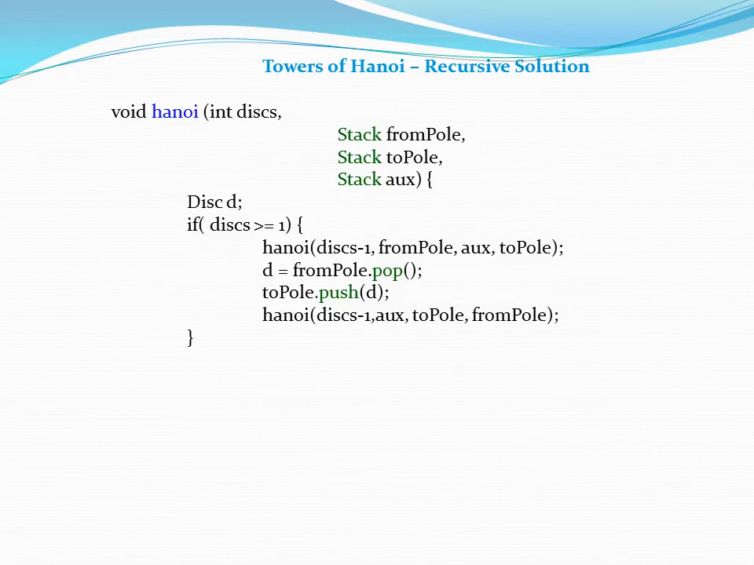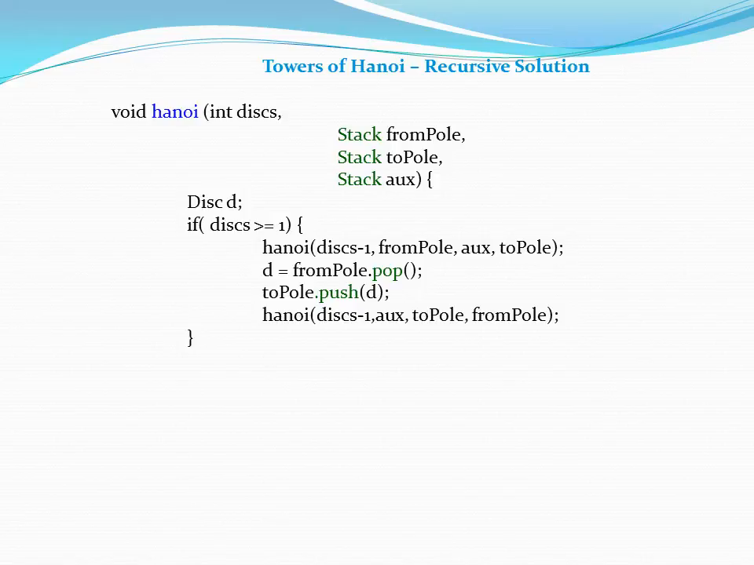Now you see in this algorithm, we have taken one function, the Hanoi function, which is a user-defined function. In this function we have taken the number of disks, and other variables: from pole, to pole, and auxiliary. From pole means the pole from which we need to transfer, to pole means the pole to which we need to transfer, and auxiliary means the pole via which we need to transfer.